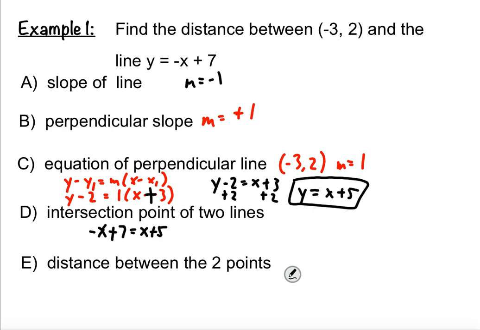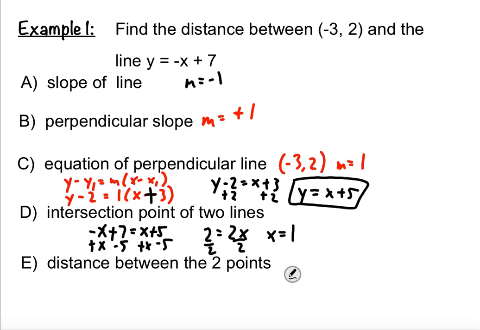Then what you want to do is solve for x. I'm going to bring my x's to one side and my constants to the other side. So we get 2 equals 2x, because on the right-hand side we have a 1x plus a 1x, which gives us a 2x. Now we can simply divide by 2, and we get x equals 1.